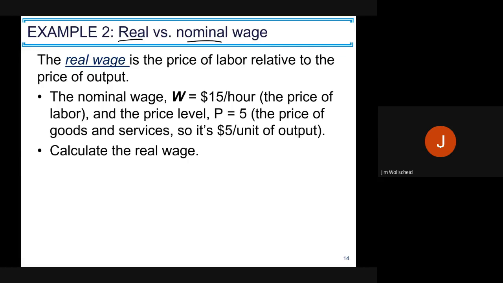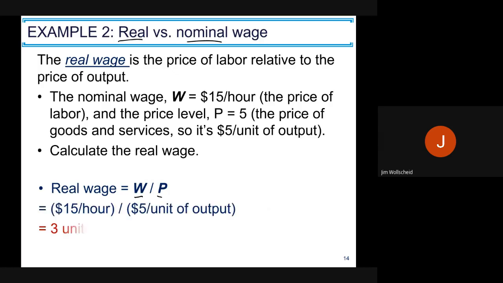So if I'm getting $15 an hour, and the price level is 5, just to give us an example, how do I get my real wage? To get the real wage, all we do is we take the nominal and we divide it by the price level. So my real wage here is 3.